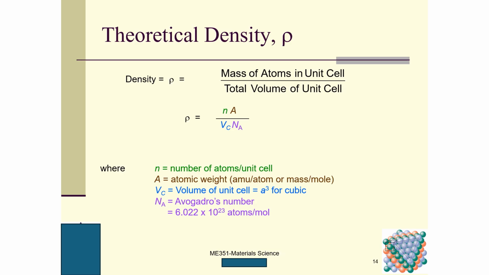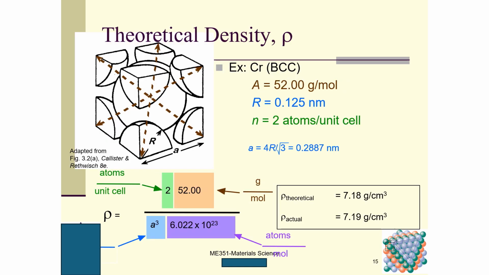No questions? Let's move on to the next slide, and I'll give you an example. We introduced one concept, and now I give you an example of how to calculate the theoretical density rho. The example is chromium, which has a BCC crystal structure. Based on this equation, this is the atoms per unit cell, and this is the weight per mole.